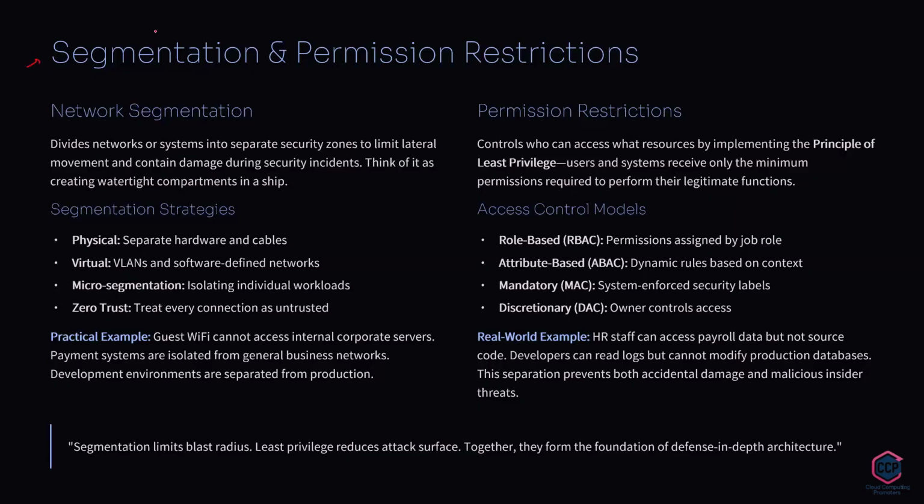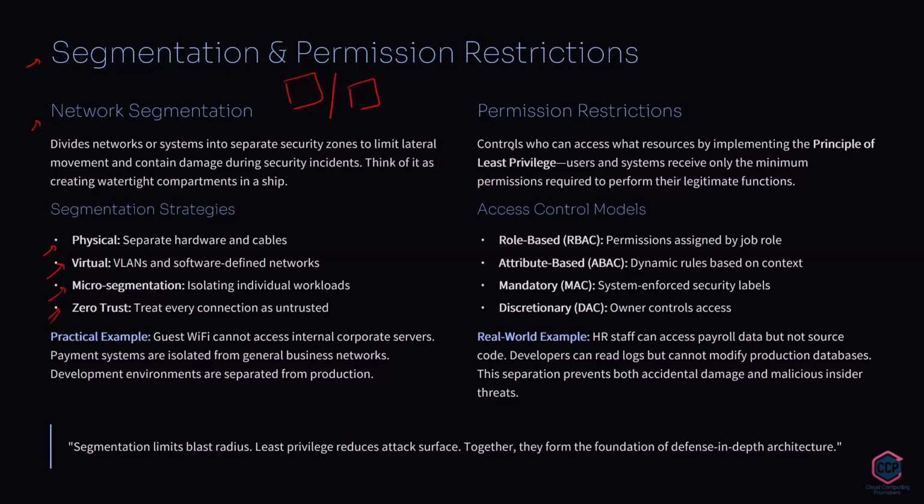Segmentation and permission restrictions. Segmentation means dividing into small parts or small storage or small organizations or small teams. Permission restrictions means a person should have the least privileges or the highest privileges based on their role. Okay, so network segmentation would be physically separated, virtually separated, micro segmentation, zero trust.